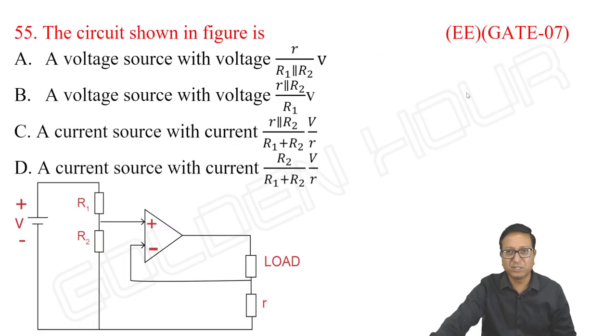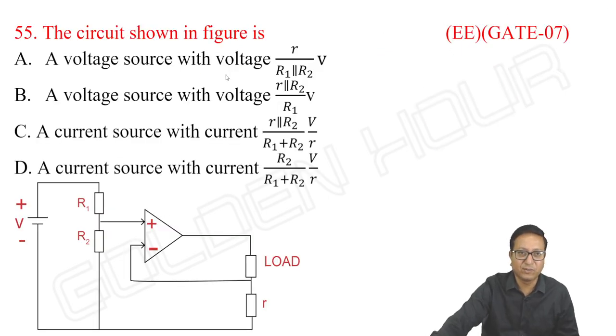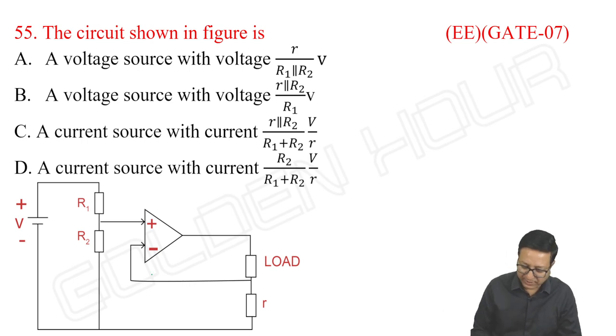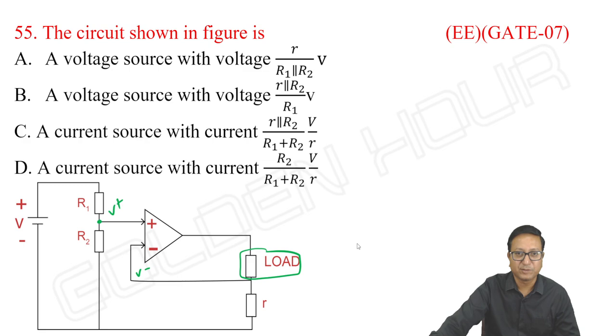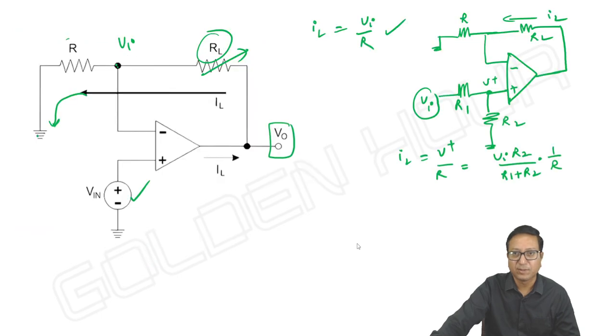So look at this question asked in GATE 2007. The circuit shown in the figure is, you see, right here, this is the load. It is like a voltage to current converter only, and this is some R. It is connected. It is V plus, and it is V minus.